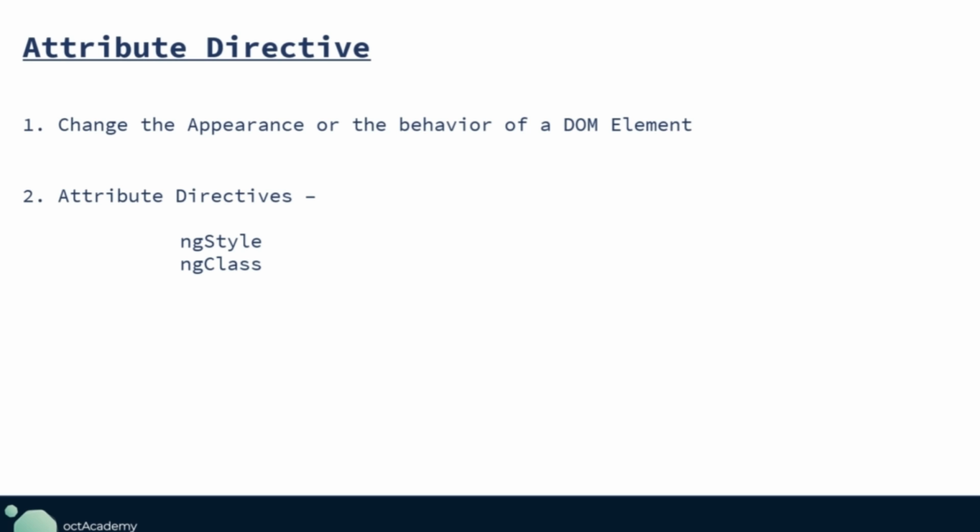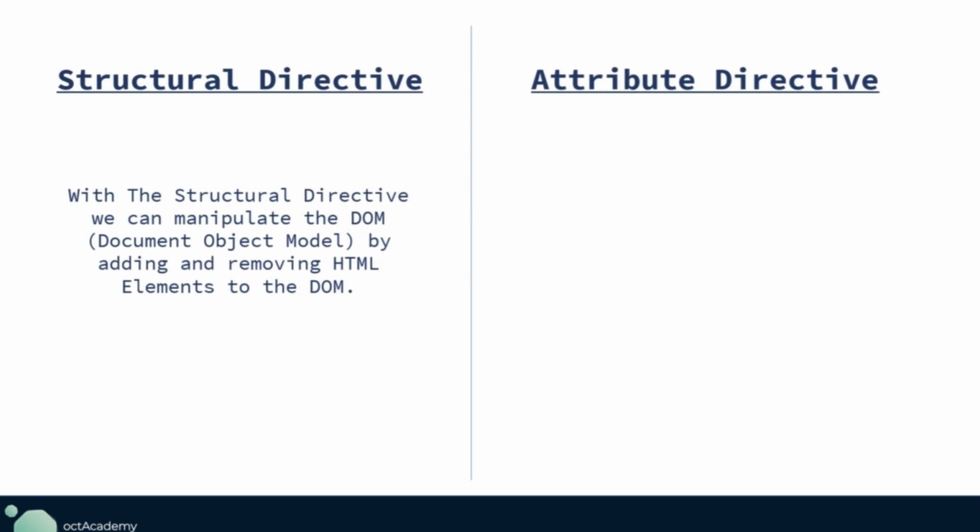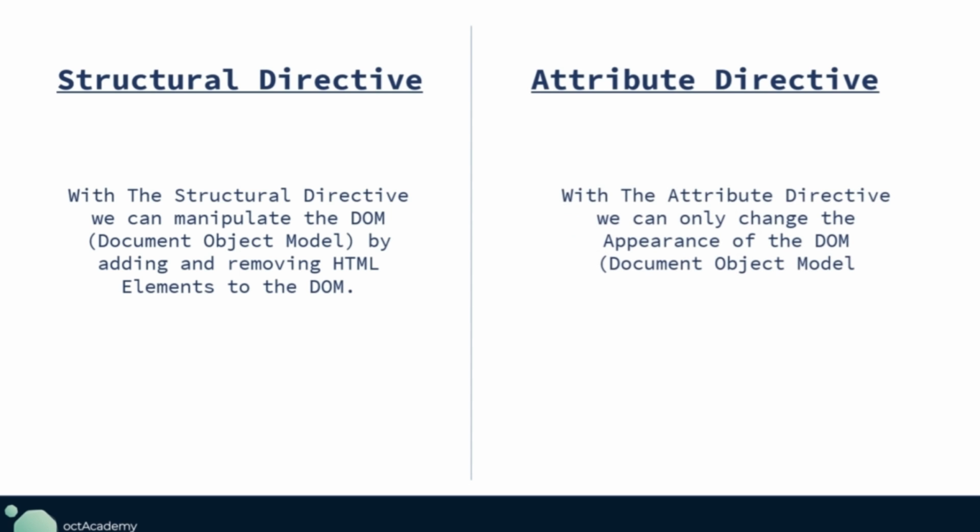We use these attribute directives like property binding inside square brackets. We are not adding any leading asterisk because this is not a structural directive. So here is the lesson. With a structural directive, we can manipulate the DOM by adding and removing elements to the DOM's structure. But with an attribute directive, we can only change the appearance of a DOM element. We cannot manipulate the DOM using these attribute directives. So hope you guys got the idea.